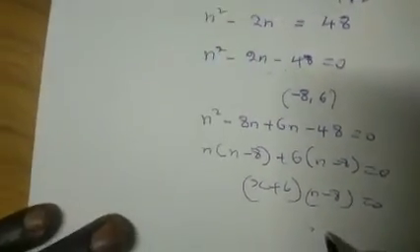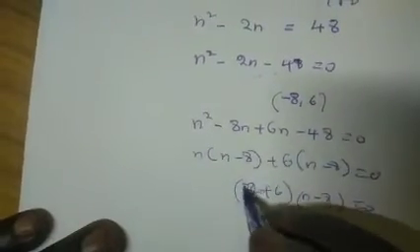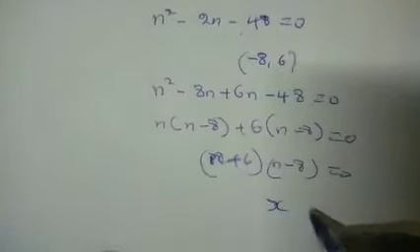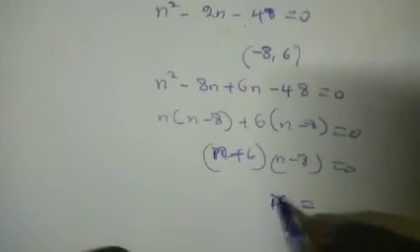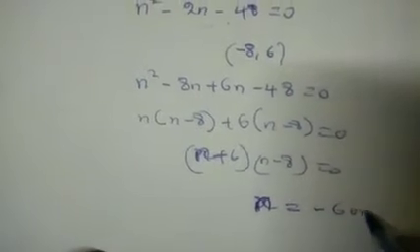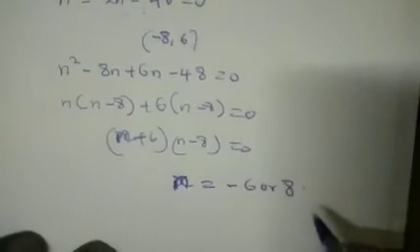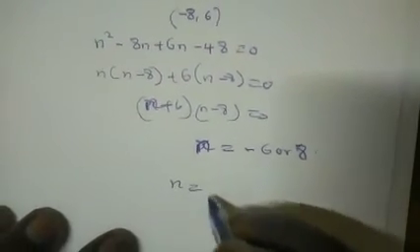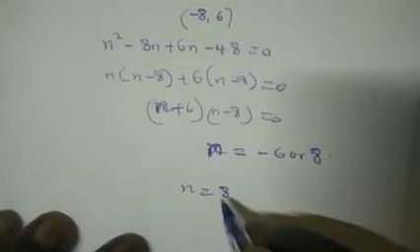n plus 6, and therefore n is equal to negative 6 or positive 8. Here we take the positive sign because the number of sides of a polygon cannot be negative. Therefore n is equal to 8.